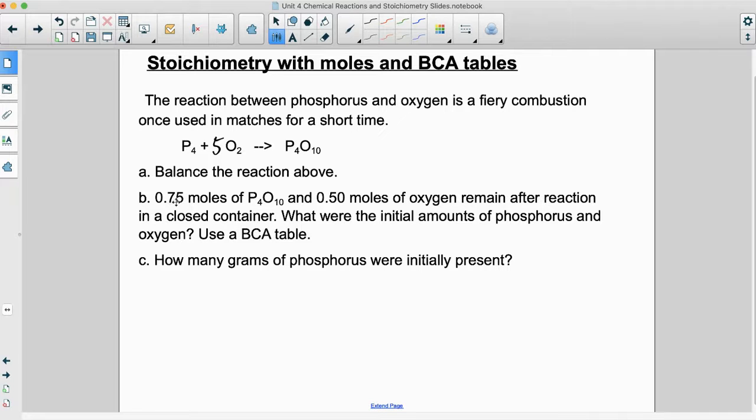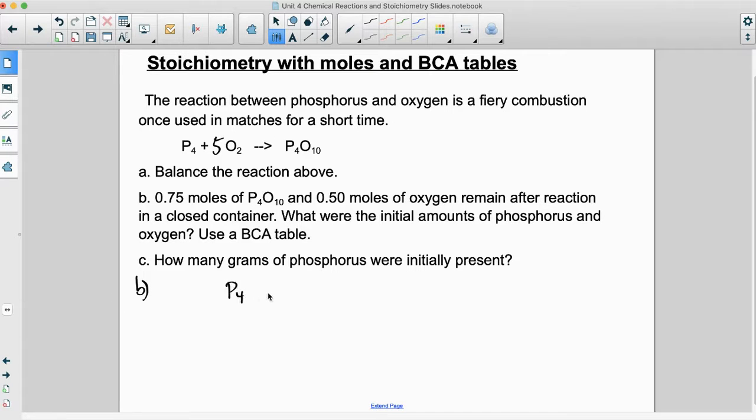So here it says 0.75 moles of P4O10 and 0.5 moles of oxygen remain after reaction in a closed container. What were the initial amounts of phosphorus and oxygen? Use a BCA table. Okay, so a little bit different here, right? They're giving us the amounts left after a reaction. So let's start off by doing part B. Let's set up our table here.